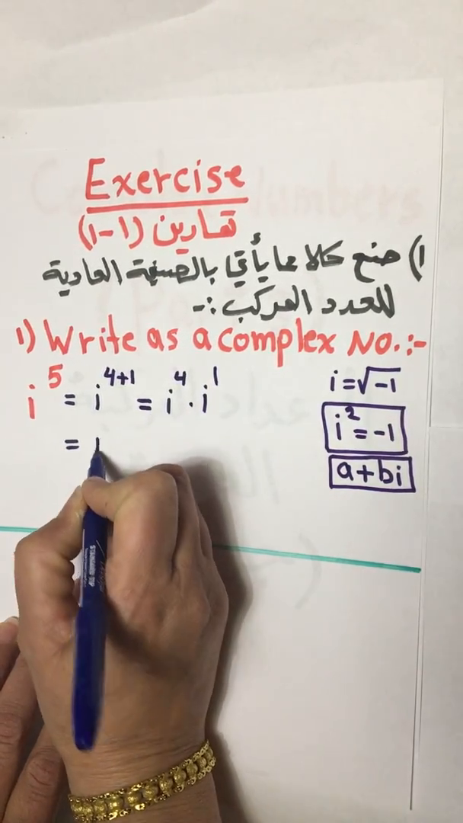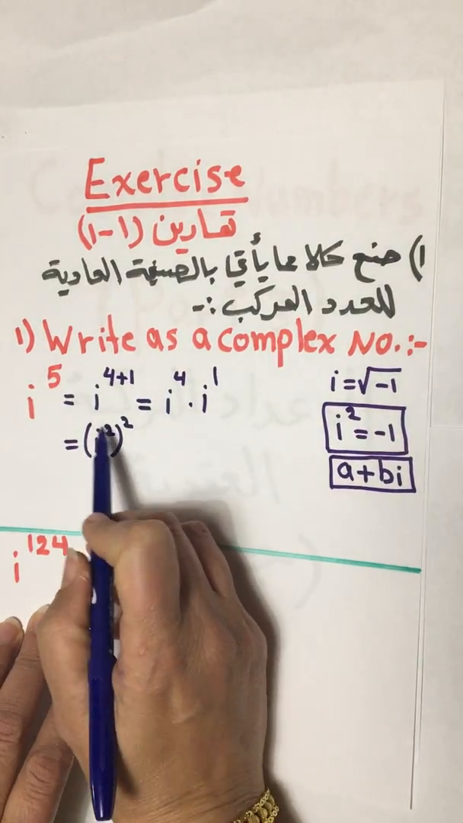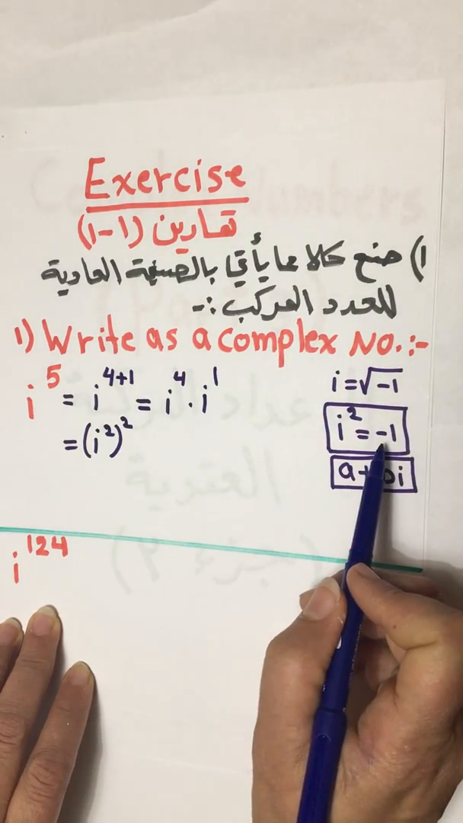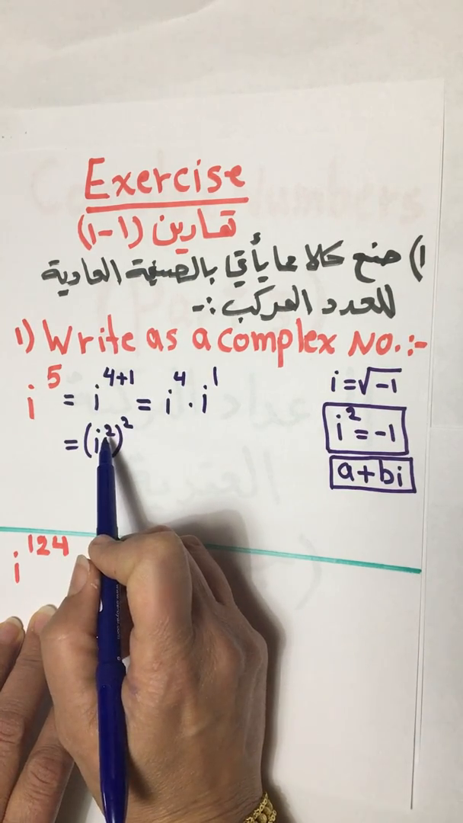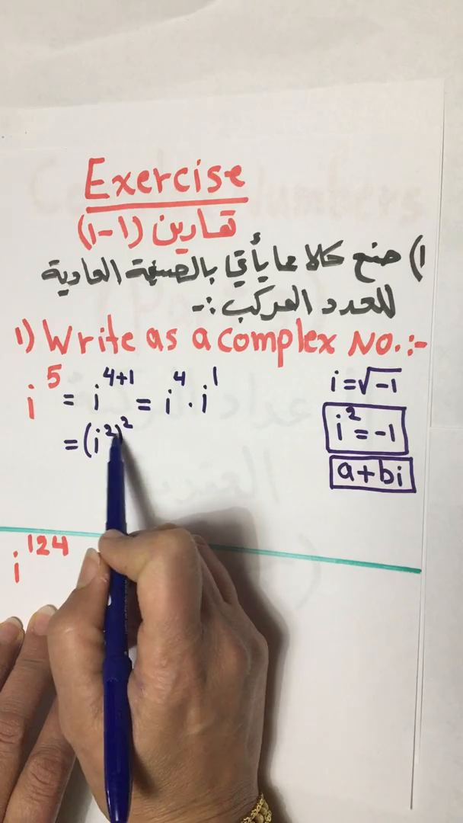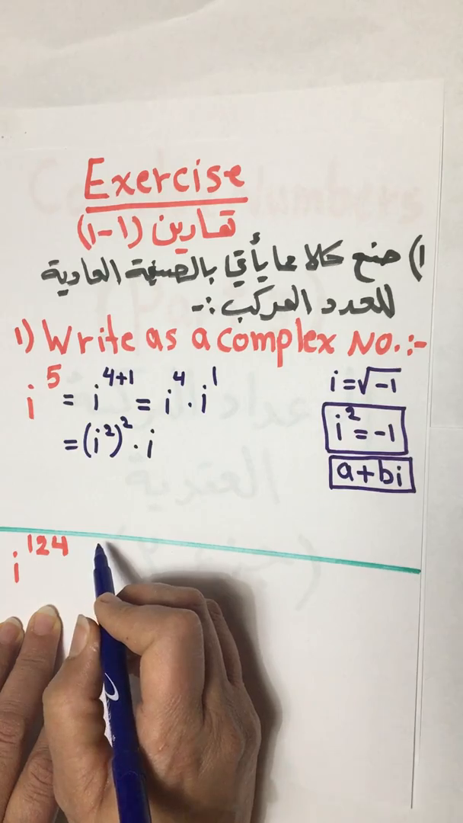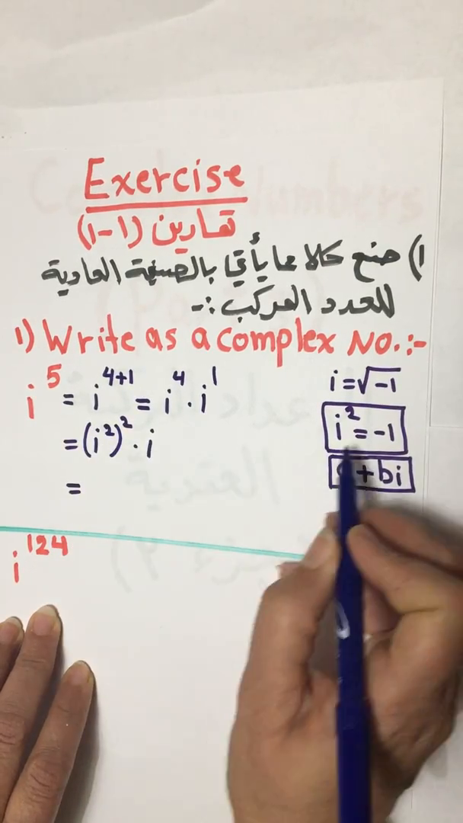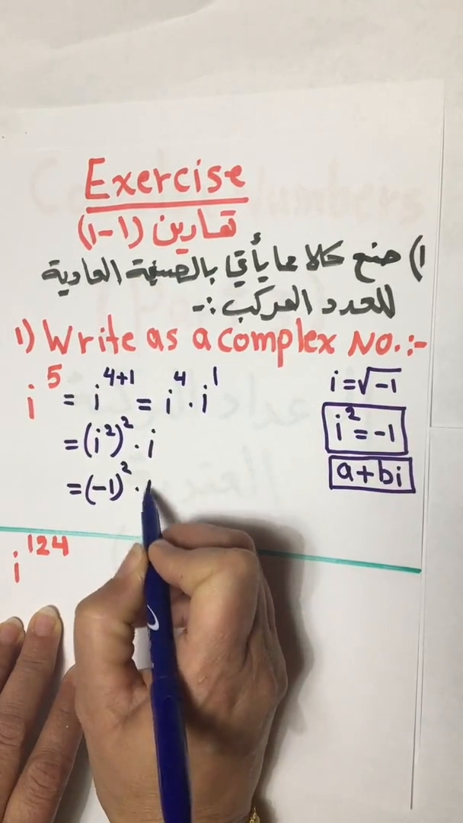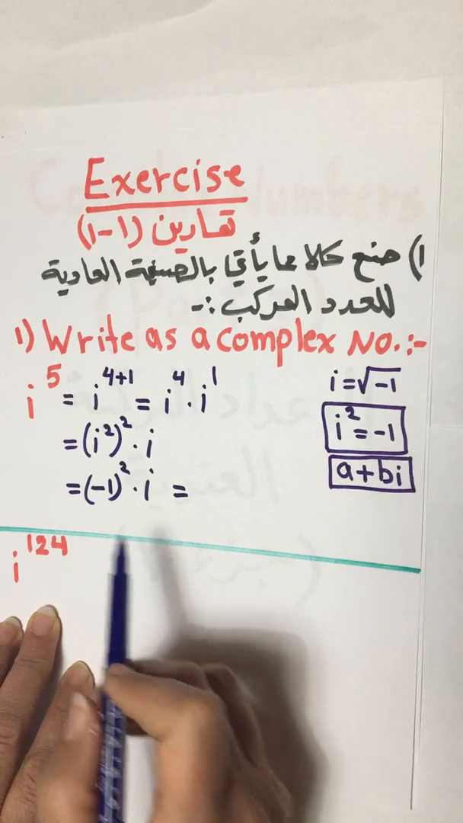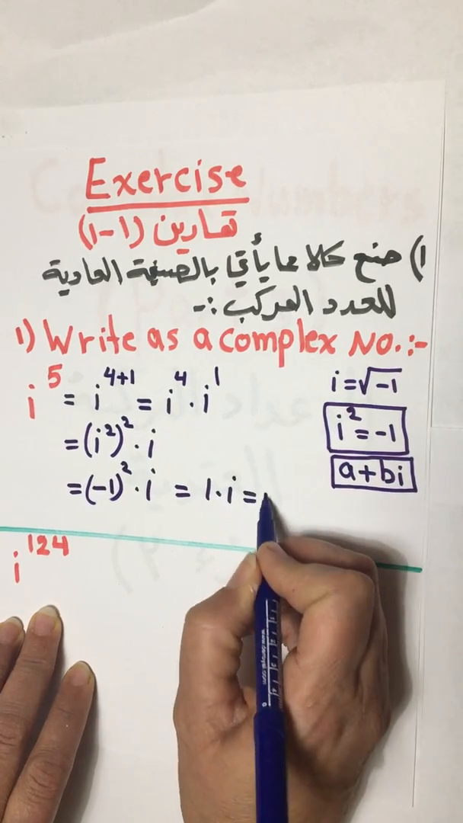I to the power 4, I can write as I squared, squared, because I know I squared equals -1. The parentheses means multiplication, so 2 times 2 gives 4, times I. I squared equals -1, so (-1) squared is +1, so it's 1 times I, which equals I.